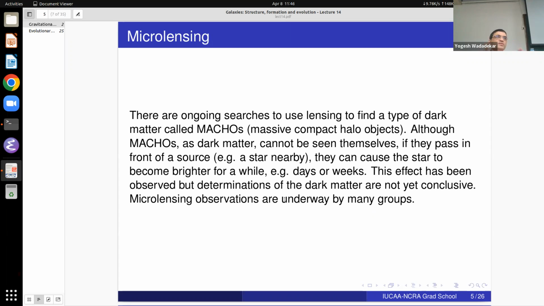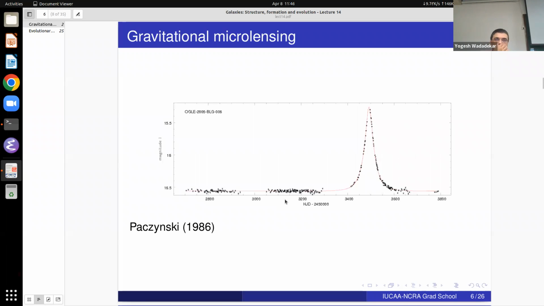And you keep on observing certain fields in the direction corresponding to the stellar halo. And there you hope that some star will get lensed. So you keep on observing. And this is an example of one event from the OGLE project. By the way, Bohdan Paczynski, the author of this paper, is one of the main drivers of using microlensing to find these MACHO kind of objects.